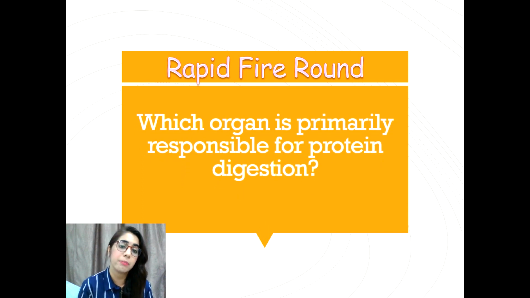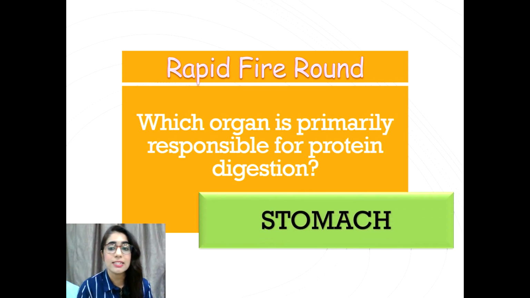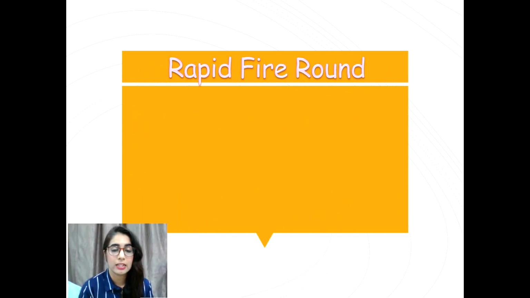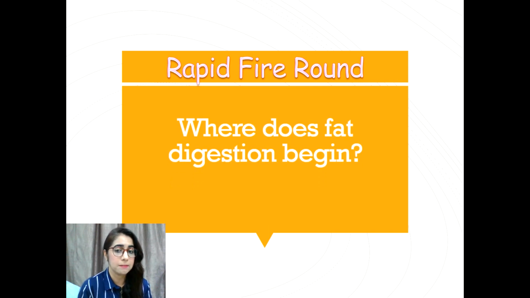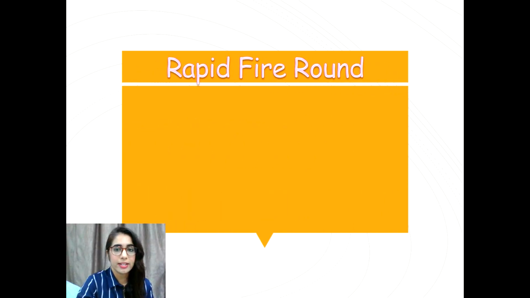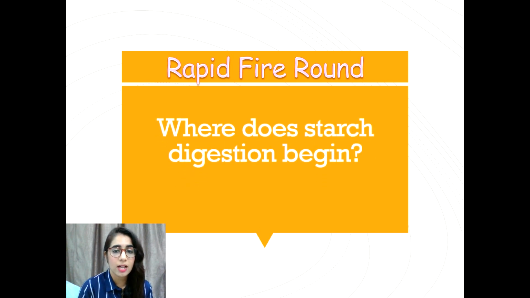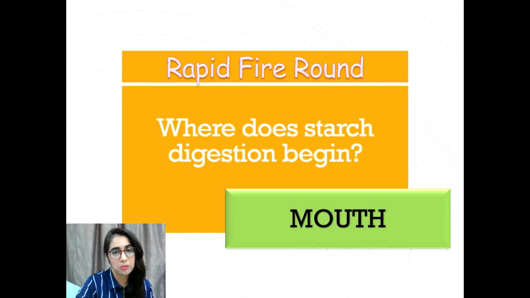Which organ is primarily responsible for protein digestion? 1, 2, 3. Yes, it's the stomach. Okay, next. The third question is, where does fat digestion begin? In the small intestine. Correct. Okay, next question. Where does starch digestion begin? 1, 2, 3. It's in the mouth. Yes.